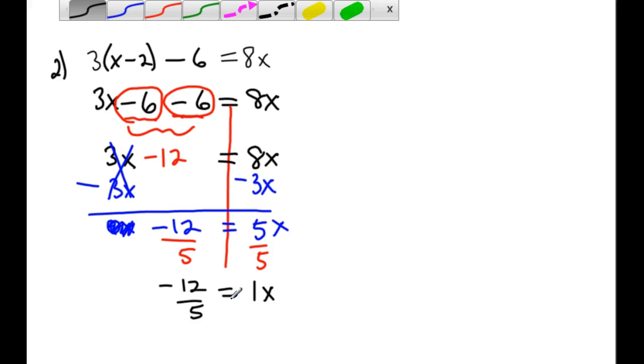You can divide this if you like and figure out what that is as a decimal. Okay, and that's your answer. Or you can leave it as a fraction. It's not a problem to leave it as a fraction. Alright, let's move on to the next one.